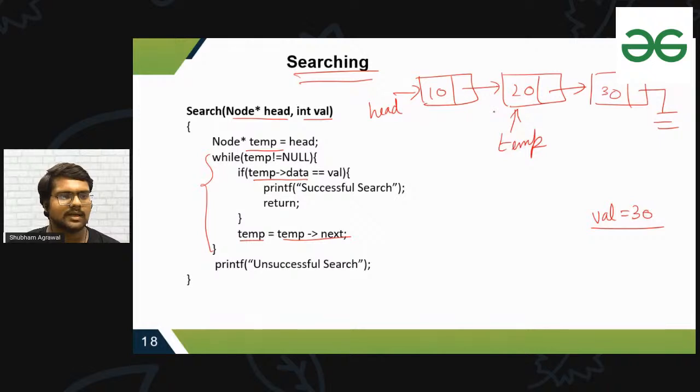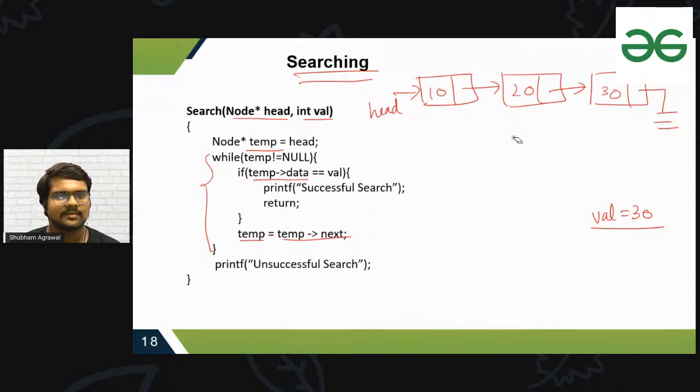Now temp is not equal to null. So yeah, temp is not equal to null. Temp data is equal to val. So 20 is not equal to 30, so we will not enter this if condition. Now temp equals temp of next, so temp of next is this.